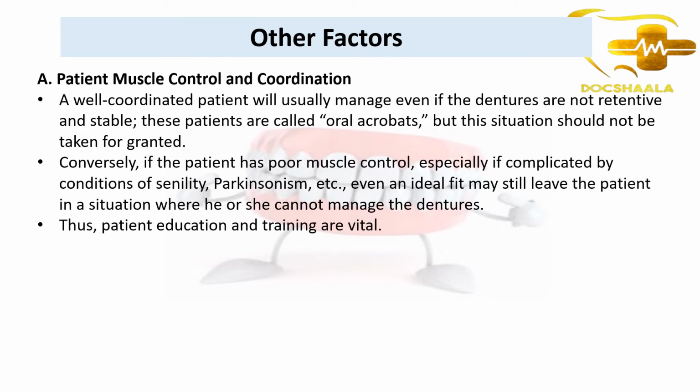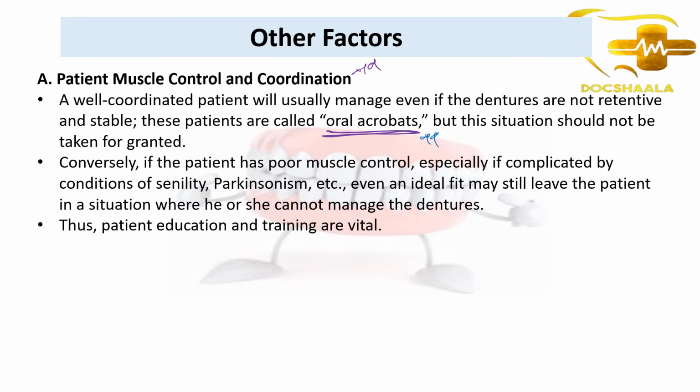A patient's muscle control and coordination. Okay, this is very important. A well coordinated patient will usually manage even if the dentures are not retentive and stable. These patients are called oral acrobats. So this is a very important term. Oral acrobats are nothing but patients who have not received such good stable dentures, but they still manage to achieve stability with those dentures only. But this situation should not be taken for granted.